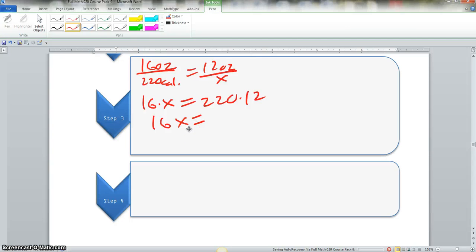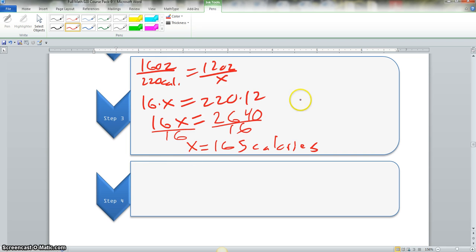Okay, class, picking up where we left off, we had 16x is equal to 220 times 12, which gave us 16x is equal to 2,640. So we would divide each side by 16, and x will be equal to 165, and we know that's calories.